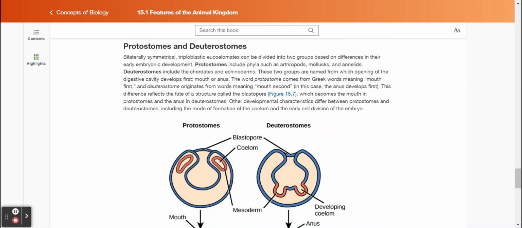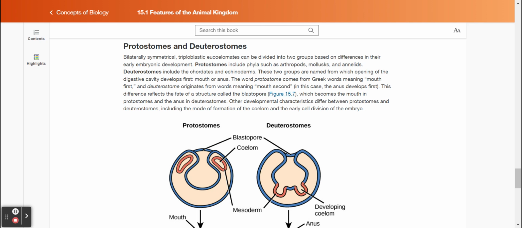Protostomes and deuterostomes. Bilaterally symmetrical triploblast eucoelomates can be divided into two groups based on differences in their early embryonic development. Protostomes include phyla such as arthropods, mollusks, and annelids. Deuterostomes include the chordates and echinoderms. These two groups are named from which opening of the digestive cavity develops first, mouth or anus. The word protostome comes from Greek words meaning mouth first, and deuterostome originates from words meaning mouth second. In this case, the anus develops first.